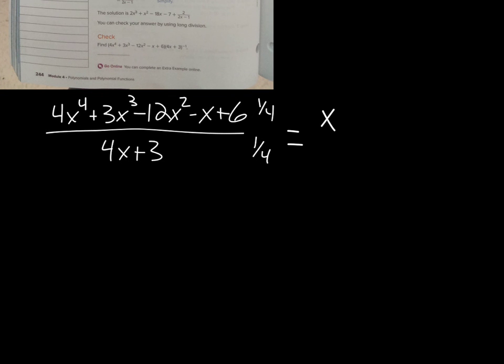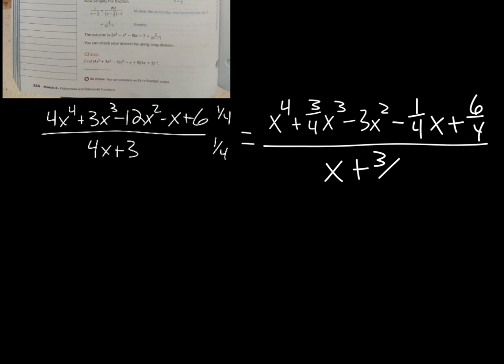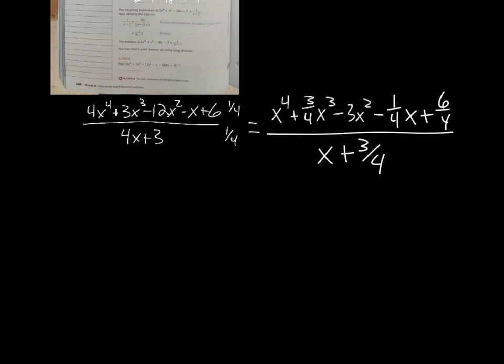All right, so then that makes this x to the 4th. Then this one is plus 3/4 x cubed. And then we've got minus 3x squared, minus 1/4 x, plus 6/4. I'm just going to leave it as 6/4 right now. And then x plus 3/4. Remember, take the opposite sign: negative 3/4. Check out for skipped terms. If there's a skipped term, put a 0 in there. There's not on this one though.